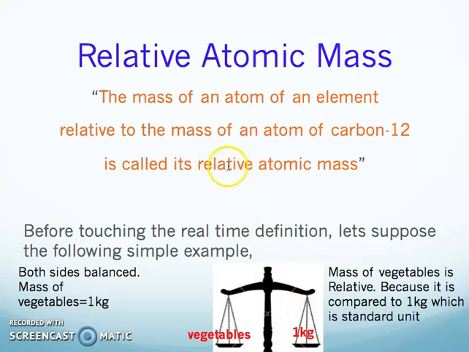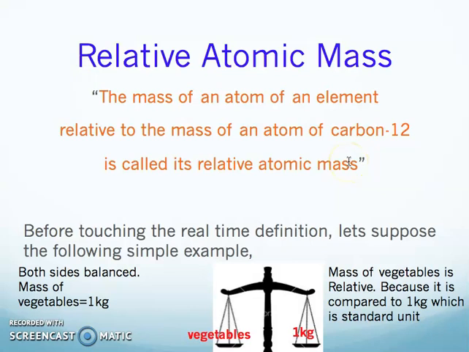Coming to the example, the mass of an atom of an element relative to the mass of an atom of carbon-12 is called relative atomic mass. Just like in the case of vegetables, where we took a standard stone of 1 kg as a standard unit, in the upcoming examples we will be taking carbon-12 as a standard unit, and against this standard unit we are going to find the mass of other atoms.